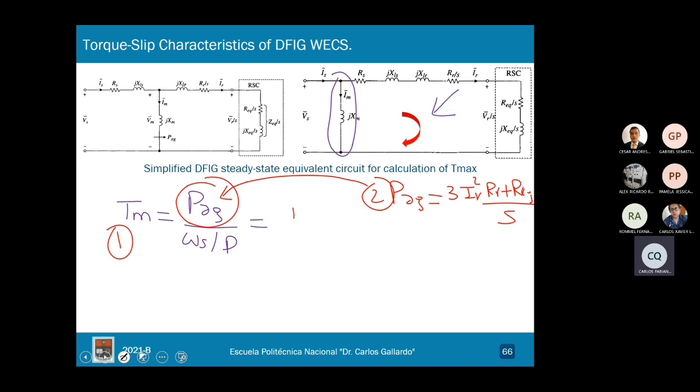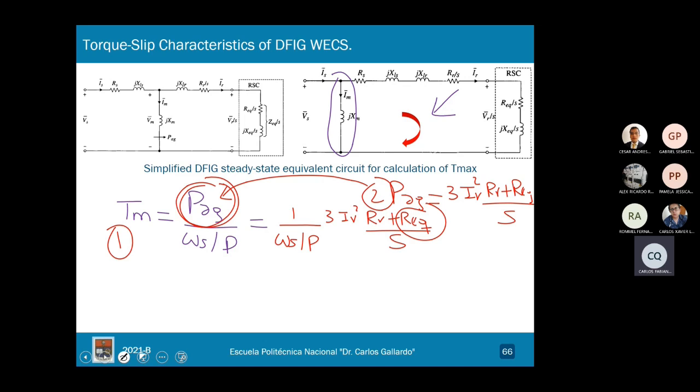So I will have 1 over the stator speed over the number of poles, times the air gap power, which is equal to 3 times the rotor current times the rotor resistance plus the equivalent resistance. When I see this equivalent resistance, either resistance or inductance, it means I am modeling the converter over the slip.